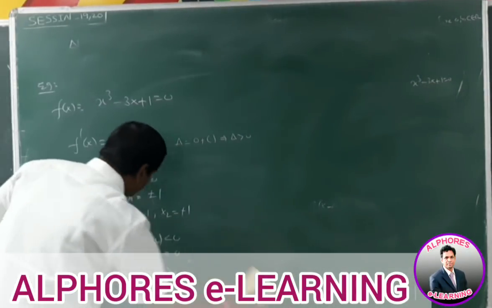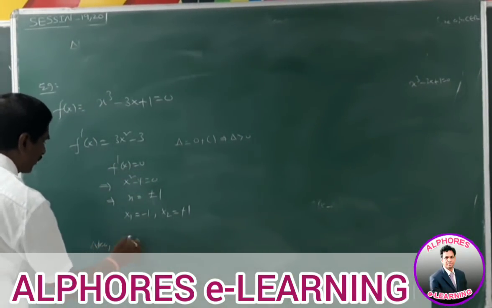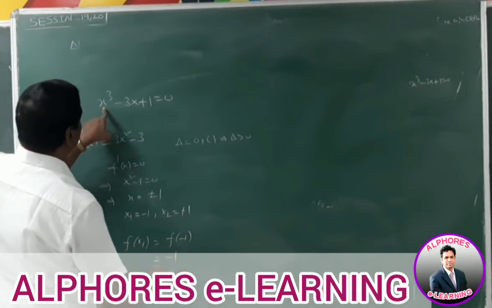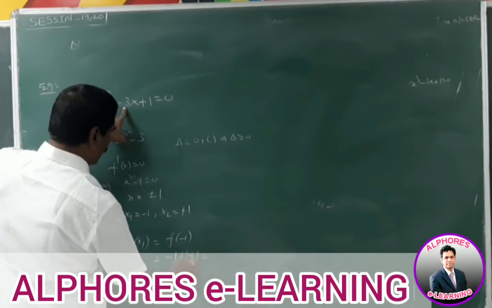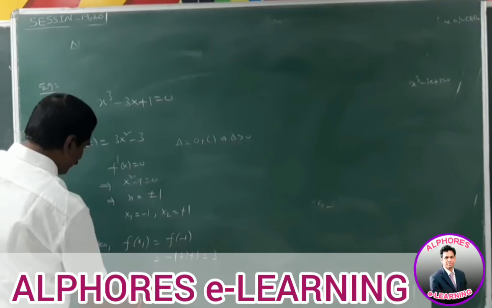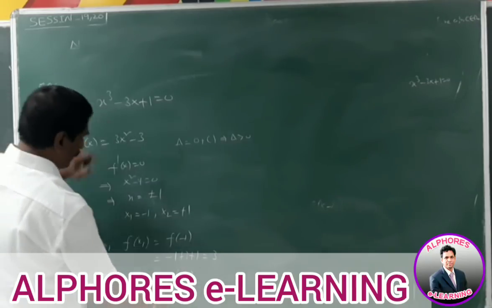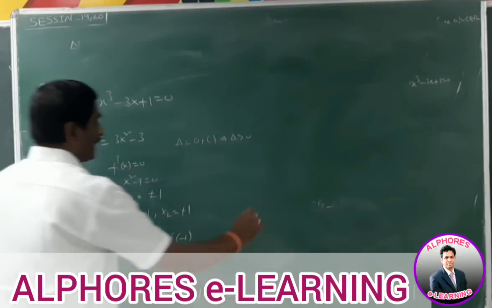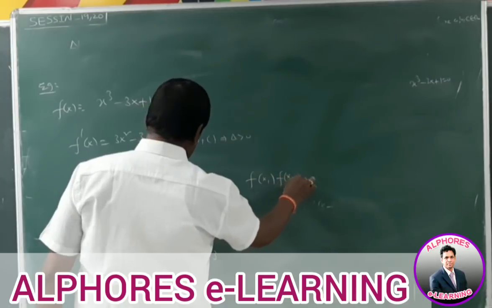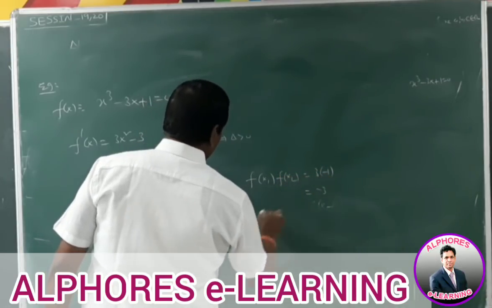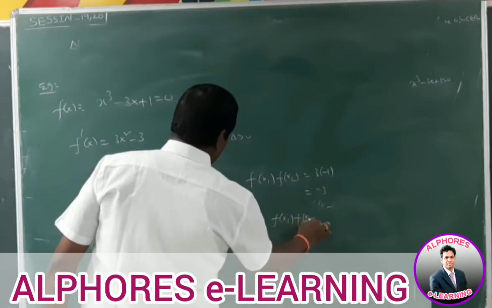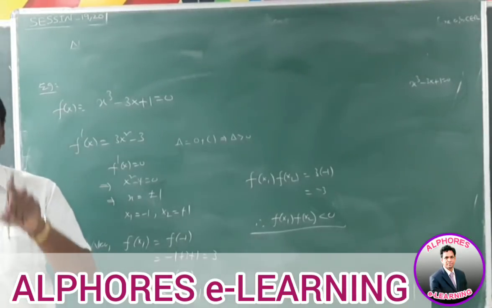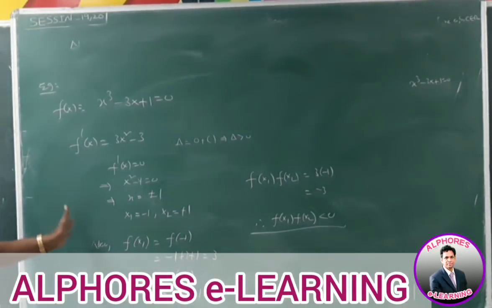Now, f of x1 is equal to f of minus 1. That means minus 1 whole cube is minus 1, minus of minus 3 is plus 3, plus 1. That is equal to 4 minus 1, which is 3. Next f of x2, that means f of 1. F of 1 is equal to 1 minus 3 plus 1, that is equal to 2 minus 3, which is minus 1. Now, f of x1 into f of x2 is equal to 3 into minus 1, that means minus 3. Therefore, f of x1 into f of x2 is less than 0. That means the cubic equation has 3 real and distinct roots.